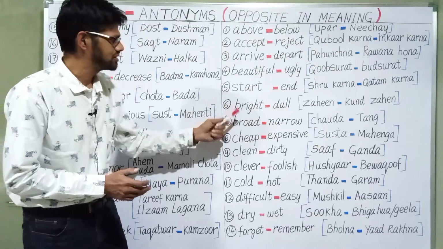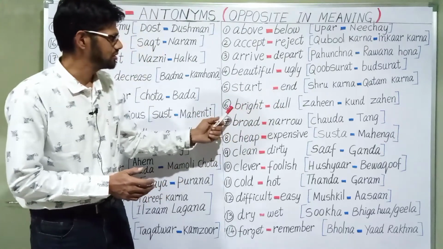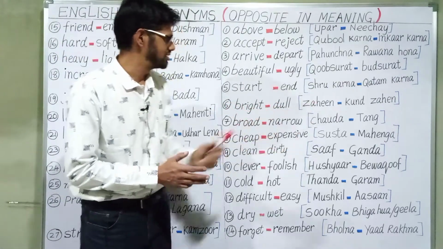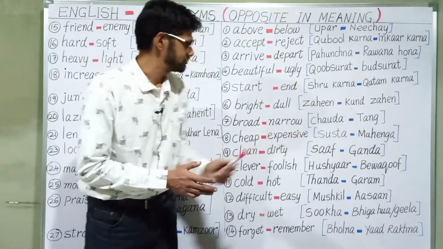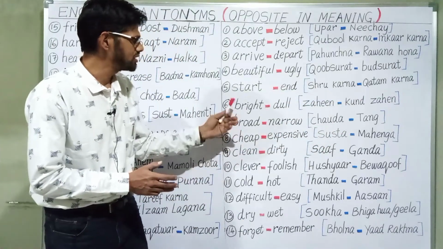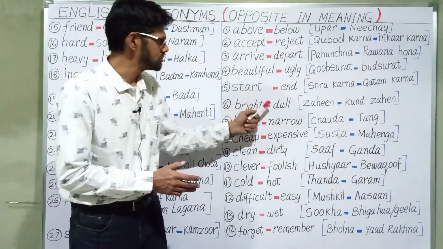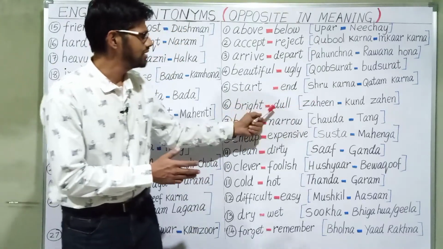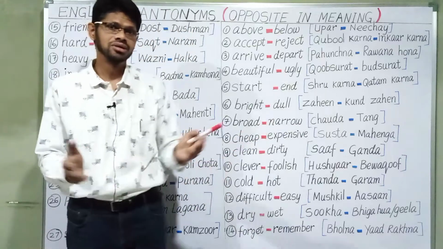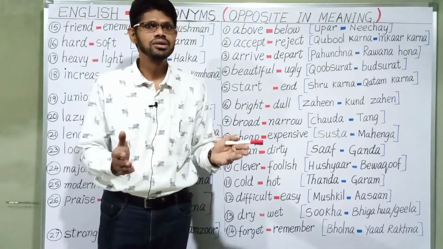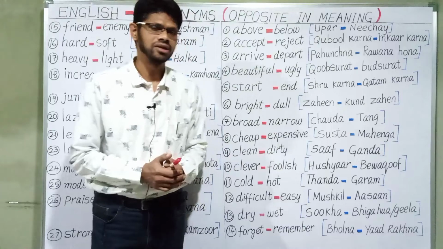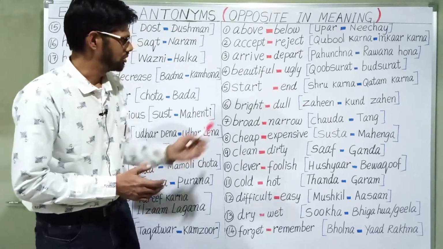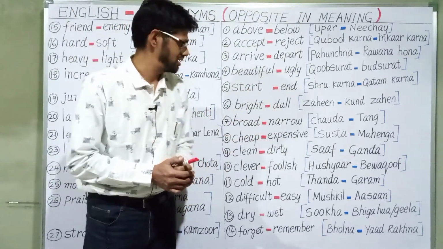Next one, bright and dull. What is the meaning of bright? Zahin. And dull, kun zahin. What is the opposite of bright? The opposite of bright is dull. So bright, zahin, and dull, kun zahin. So we can say that Rahul is a very bright student. राहुल बहुत ज़हीन लड़का है.